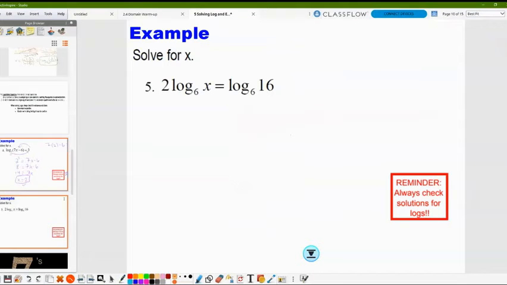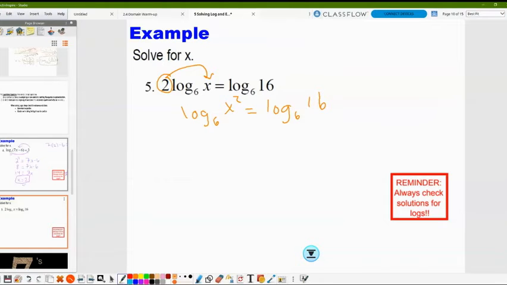On this one, we've got 2 times log base 6 of x equals log base 6 of 16. Okay, I noticed that both sides have a log with the same base. So I'm like, oh, cool. I'll probably use that property where I can just set what we're taking the log of equal to each other. But first, I've got to deal with this 2 out front. I need to bring that back as an exponent. So that'll give me log base 6 of x squared equals log base 6 of 16.